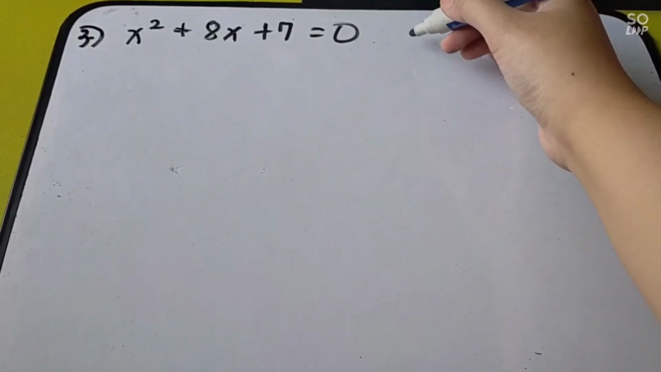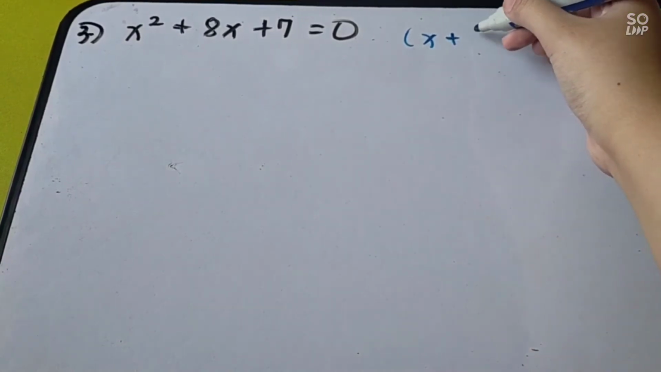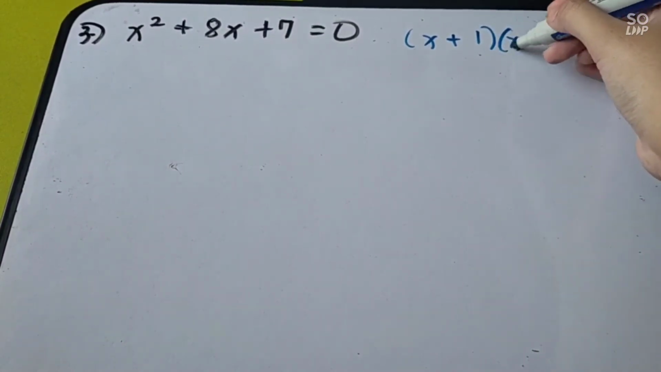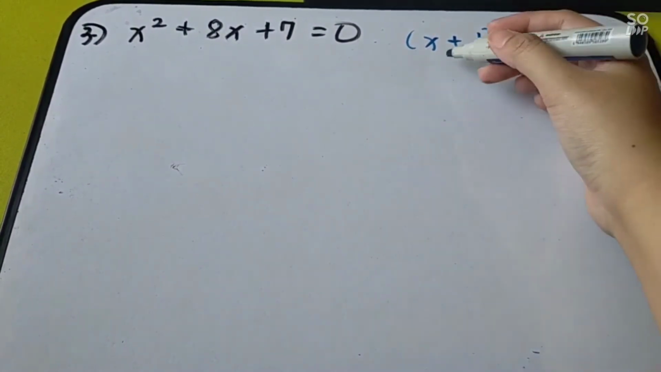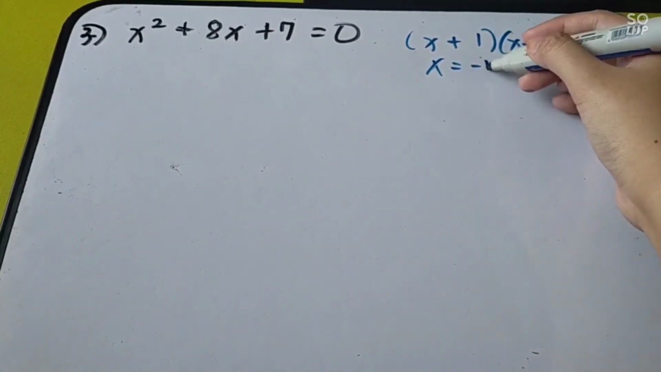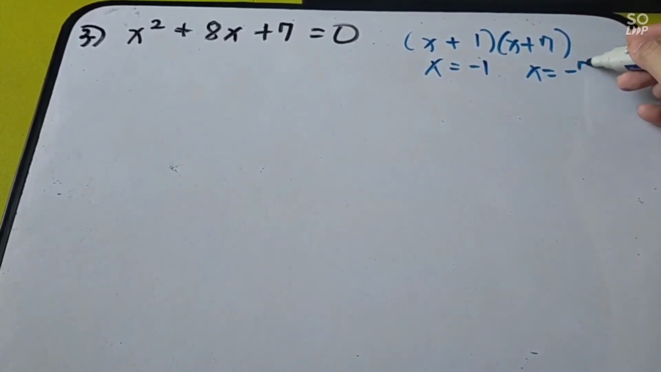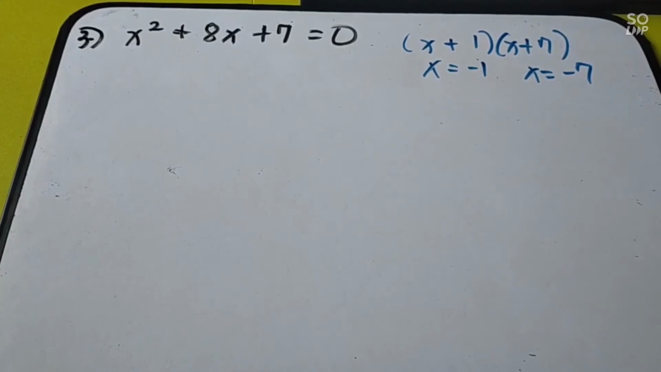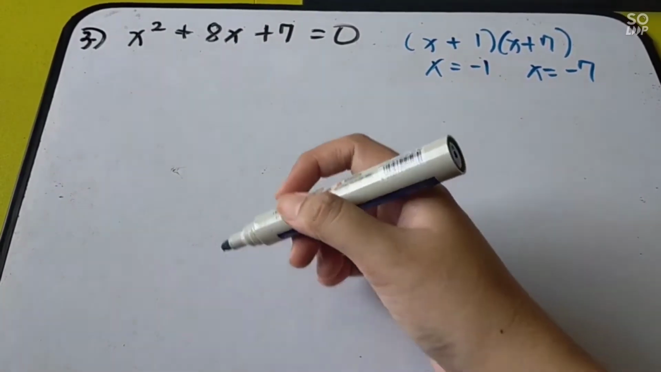Okay. Kapag factoring yan, ang factors niya ay x plus 1 at saka x plus 7. Yan yung factor. So, magiging sagot dyan, x equals to negative 1, x equals to negative 7. So, tingnan natin kung parehas na magiging sagot kung completing the square yung gagamitin natin.